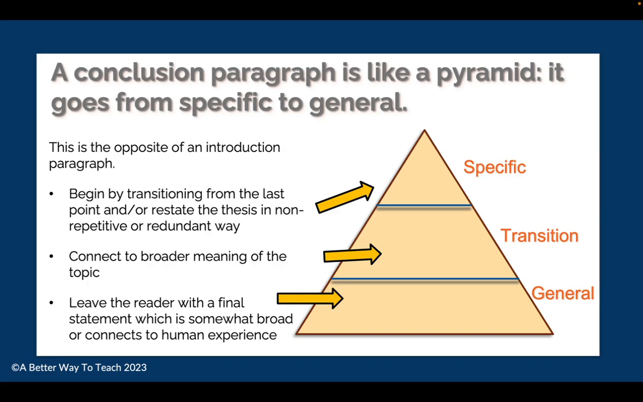That's the structure of your intro paragraph. A conclusion paragraph is the opposite. It goes from very specific to more general. And the reason why is because you are transitioning from the last point that you just made in that last body paragraph, and then you are connecting that to the broader meaning of the topic. And then you want to leave the reader with a final statement, which is somewhat broad and essentially it connects to the whole human experience.